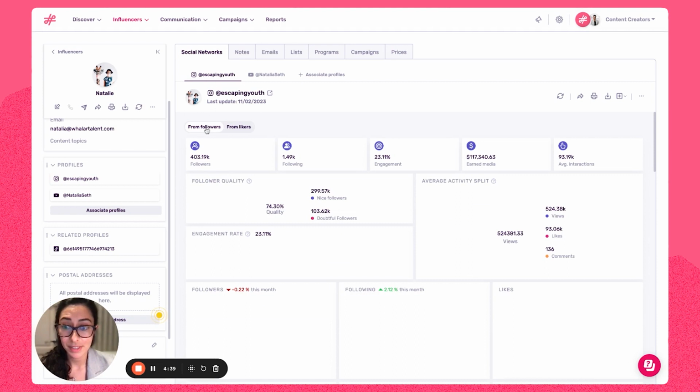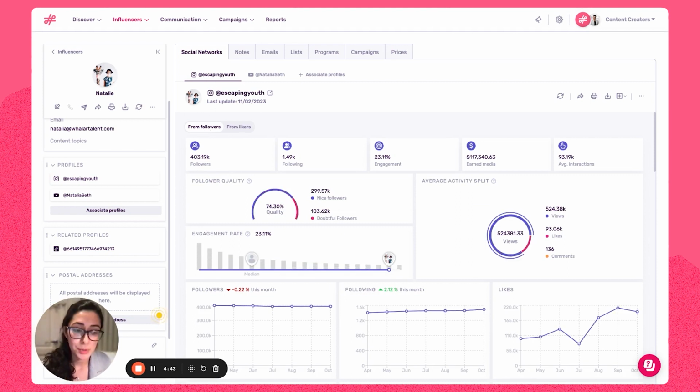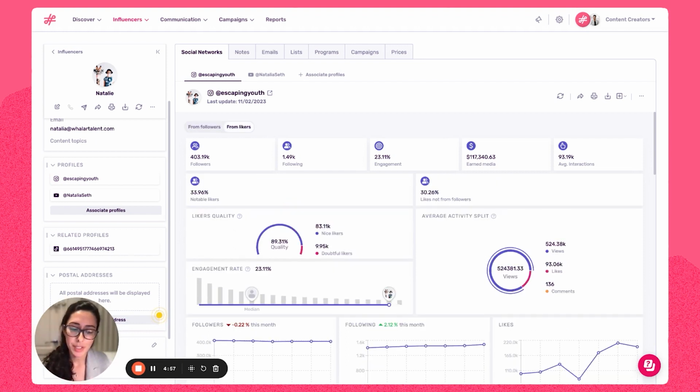What's the difference? Well, followers are basically the people who have taken that extra step to follow her on Instagram. So these are the people who will automatically see her stories and her new posts from their homepage. Likers, on the other hand, are people who do not follow her, but maybe her posts have appeared in their general feeds, and while scrolling through, they decided to give her a like. So with likers, the relationship is a bit less strong.